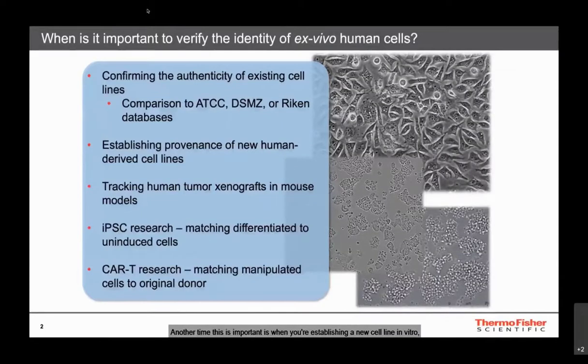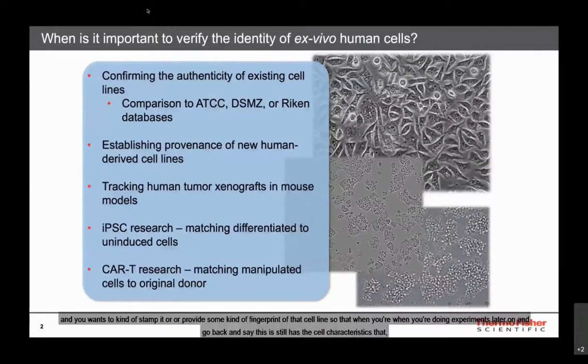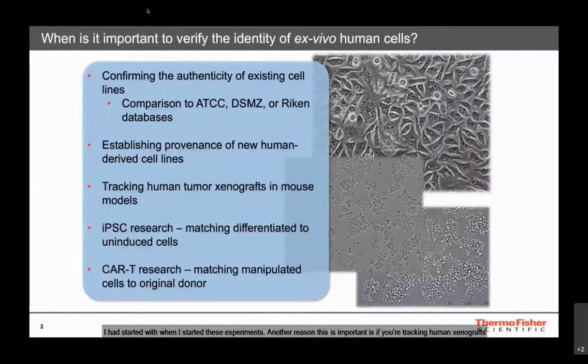Another time this is important is when you're establishing a new cell line in vitro. If you have a new tumor cell line that you have taken out of an individual and you're growing that in culture, and you want to stamp it or provide some kind of fingerprint of that cell line, so that when you're doing experiments later on, you can go back and say, aha, this still has the cell characteristics that I had started with when I started these experiments.